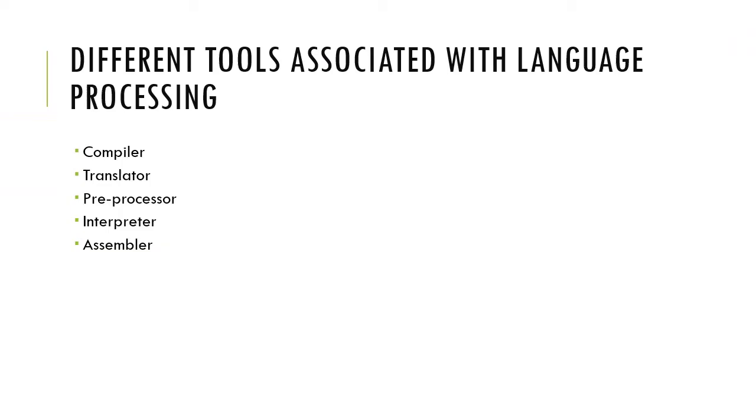So there are different tools which are associated with the process of converting a program written in a high-level language till it is executed by the machine. And some of these are your compilers, translators, preprocessors, interpreters, assemblers, and many more. So let us look at these.